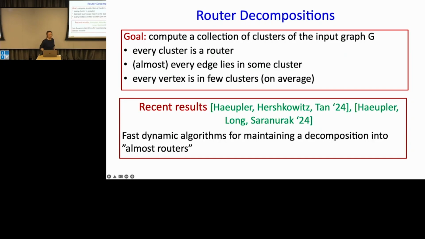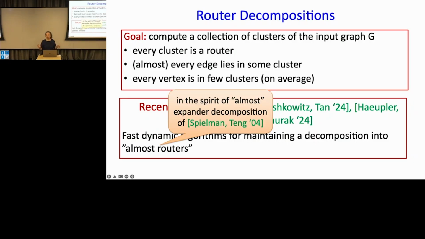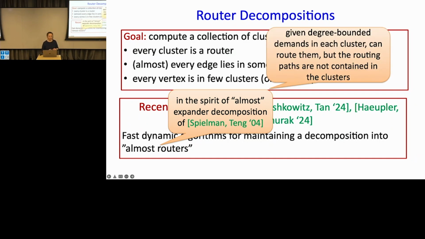And previous work produced very fast algorithms for maintaining a decomposition of a dynamic graph into almost routers. So again, the clusters in this decomposition, they're not actually routers. They sort of act like routers in the context of the entire graph, in the same spirit as the almost expander decomposition of Spielman and Teng. So if we're given degree-bounded demands in each cluster, we can route all of them simultaneously on short paths with low congestion like we wanted, but the routing paths are not contained in the clusters, they may go outside and visit other clusters.